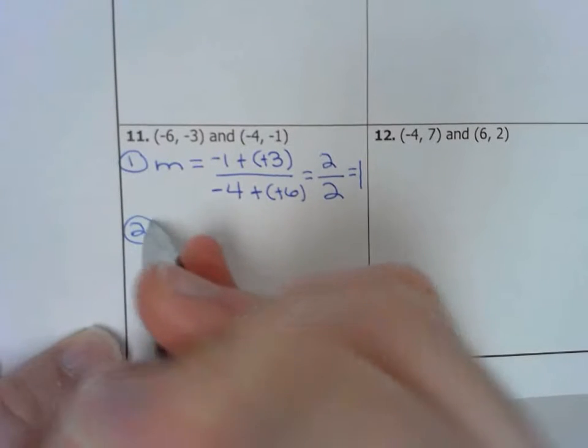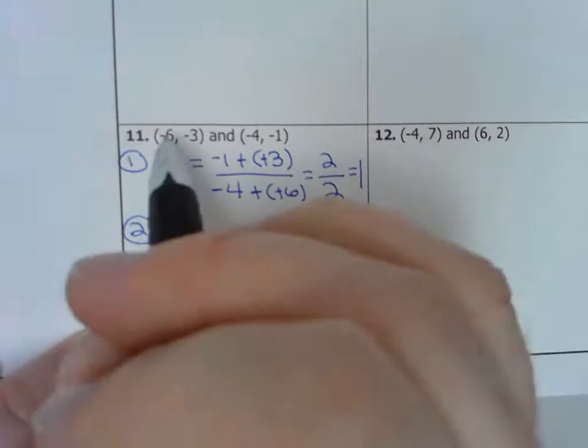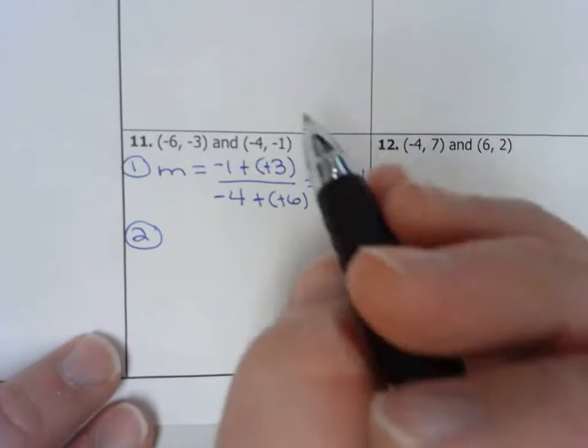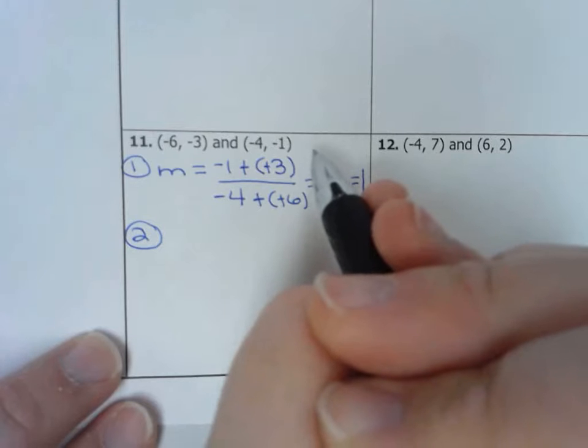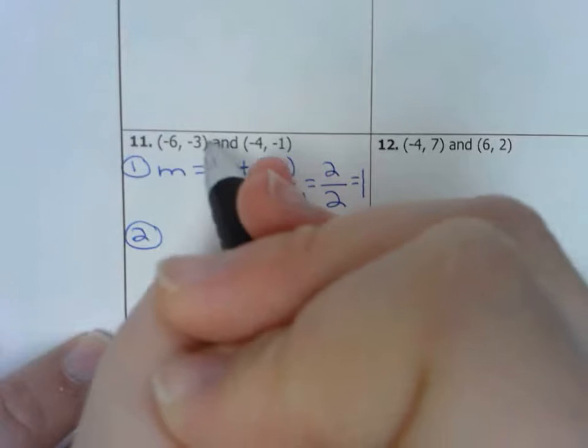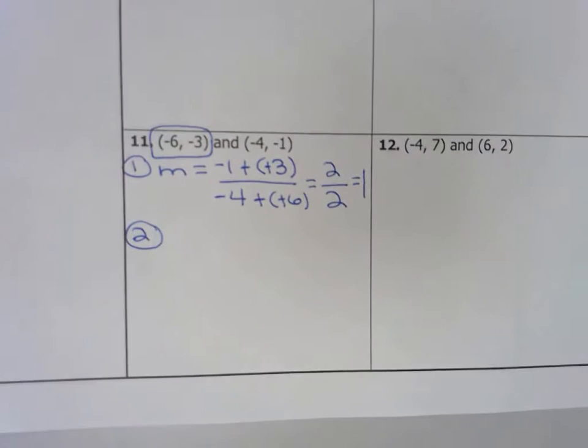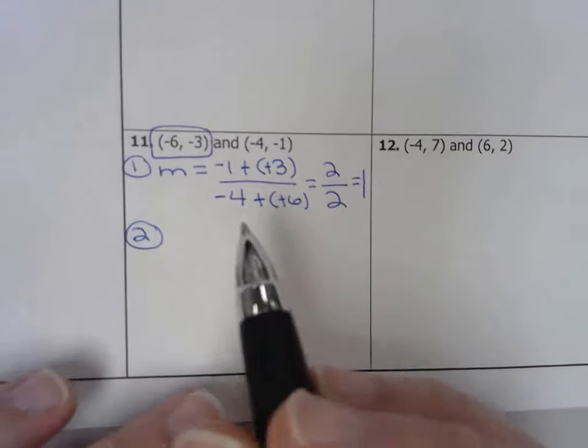Step 2, I know the slope is 1. I give you ordered pairs, so that tells you x and y. Which ordered pair do I want to use? Tell me one. 6, negative 6, negative 3. It doesn't matter which one. Negative 4, negative 1 might be a little easier. If you do negative 4, negative 1, you'll get the same answer if you do it correctly.